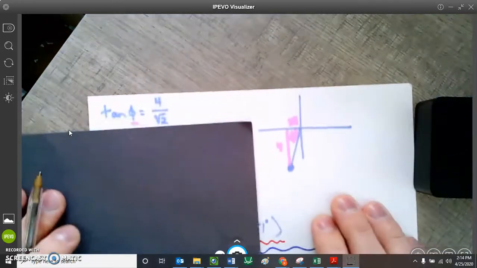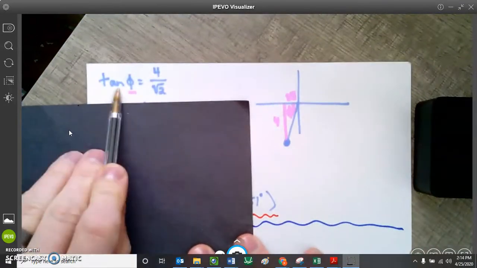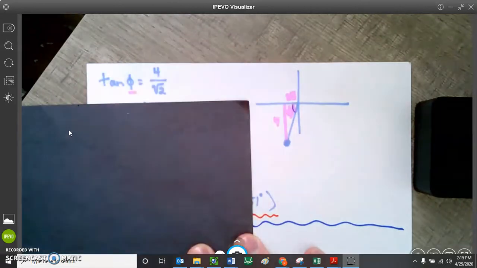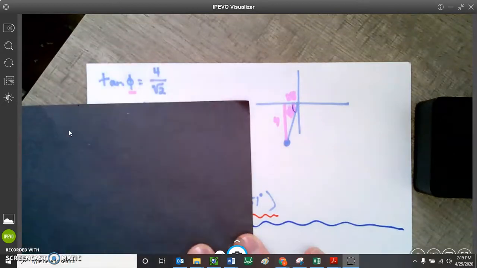So I drew a picture again. This is what my picture looks like this time. That's terrible, but I'll go through it. I'm talking about phi this time. Phi is just this little angle inside here. That's my reference angle, and I'm going to ignore the signs. I realize if I go to the left, it's negative. If I go down, it's negative. That's okay, but I'm just looking at this right triangle in general.